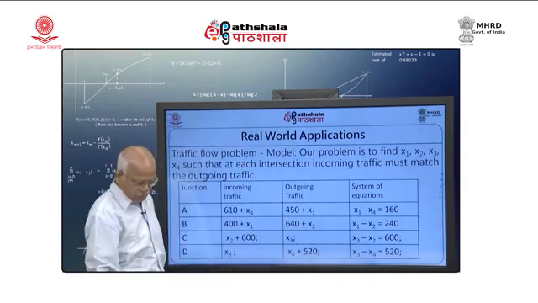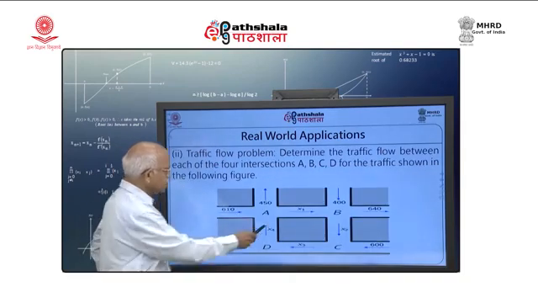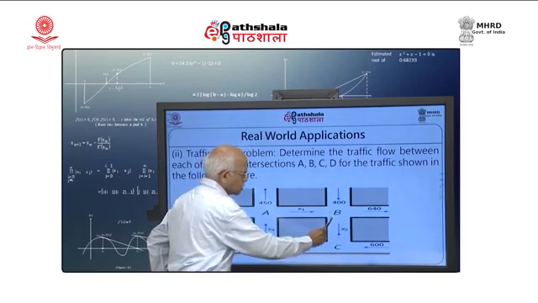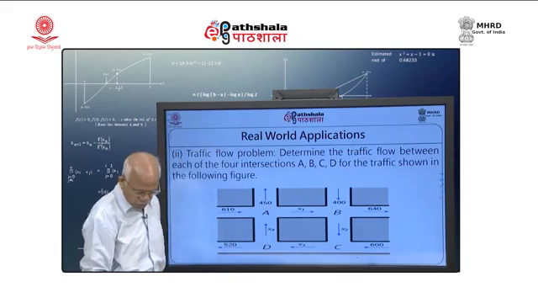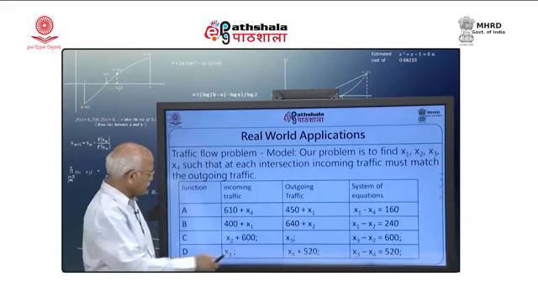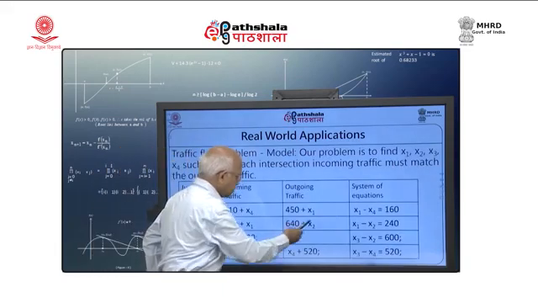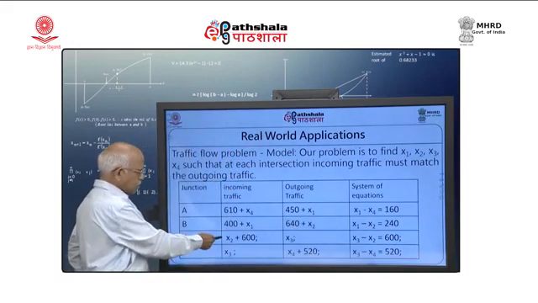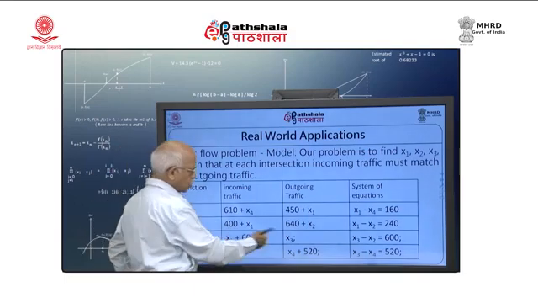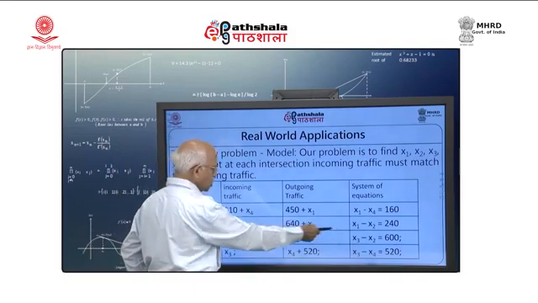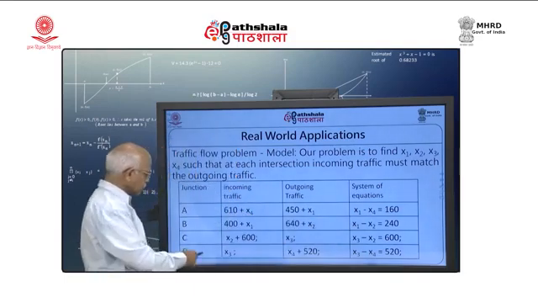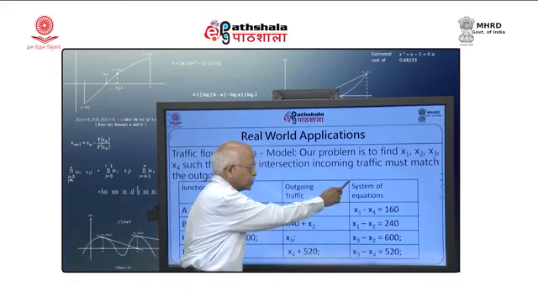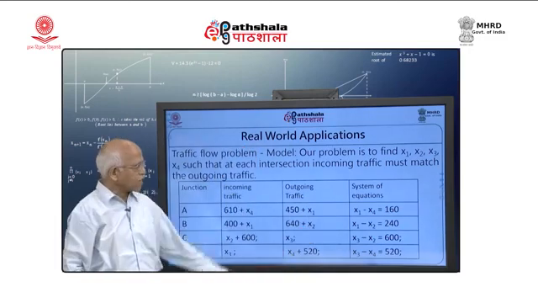You can see it from the figure here. So at junction B, incoming traffic is 400 plus x 1, outgoing traffic is 640 plus x 2, and equating these, I get that equation. At C, similarly, I do the same thing, input and output, and equating the two, I get x 3 minus x 2 equal to 600, and similarly at D, I get x 3 minus x 4 equal to 520. So these are the 4 equations in 4 unknowns.